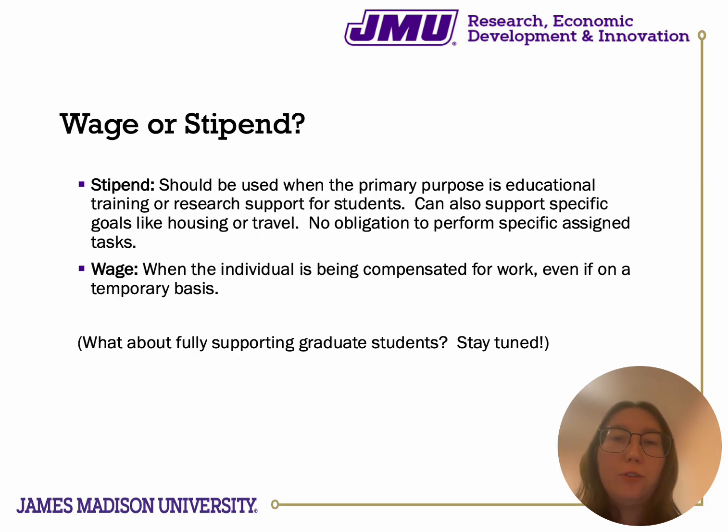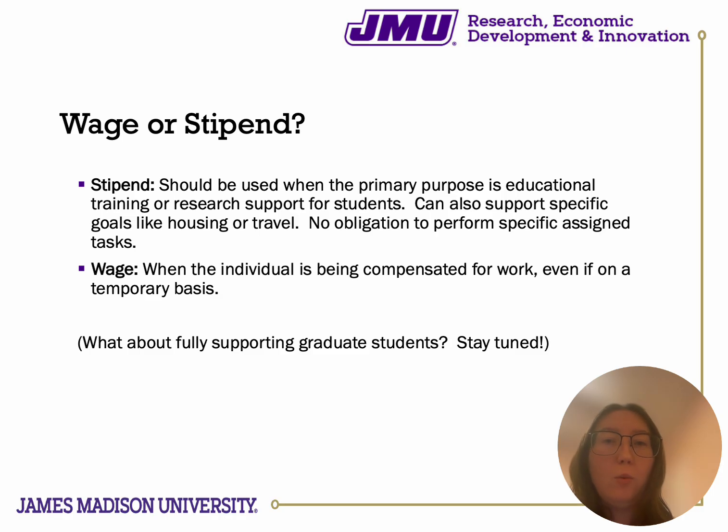If you want to support a student on your grant, the first question you have to address is, should the student, whether undergraduate or graduate, be paid a wage or a stipend? For sponsored programs purposes, the definitions of these are that a stipend should be used when the primary purpose is educational training or research support for students. Stipends can also be used to support specific concrete goals like providing housing or travel support for the student. The key thing is for a stipend, there's generally no obligation to perform any specific assigned tasks.